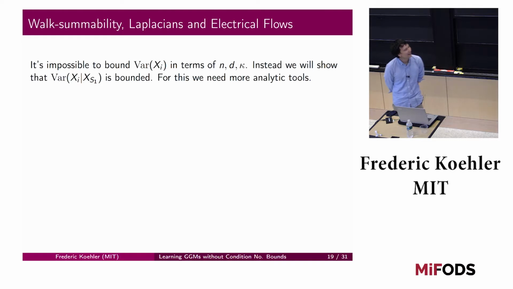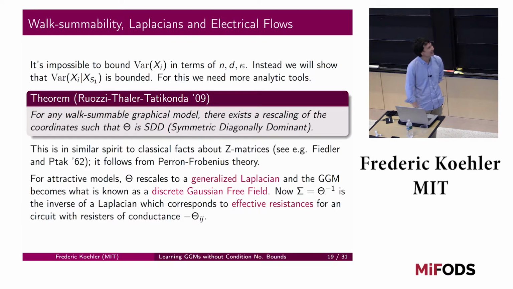Okay, so the first idea is to show at the 0th step that this variance is actually bounded as a function of the parameters we have. It turns out that's impossible because you can just blow it up independent of all of those. So the correct thing to show is actually that the variance after the first step is bounded. So for this, we need some more tools.